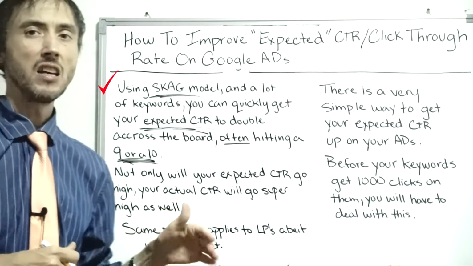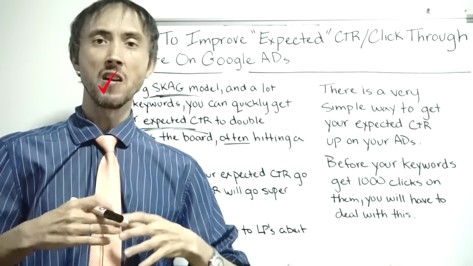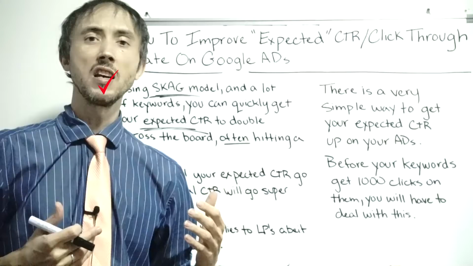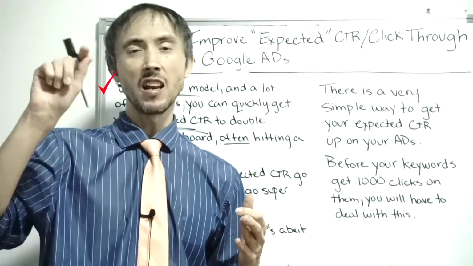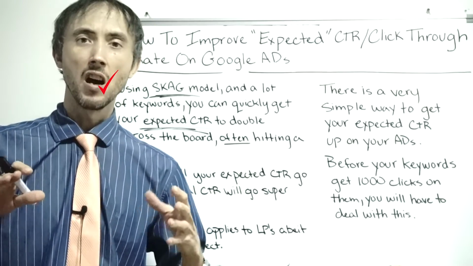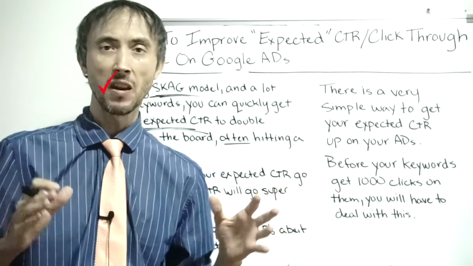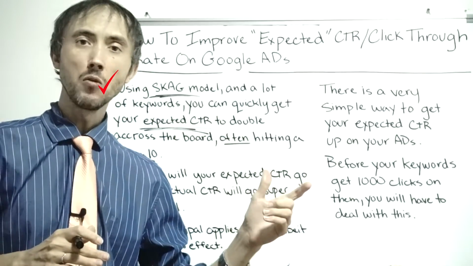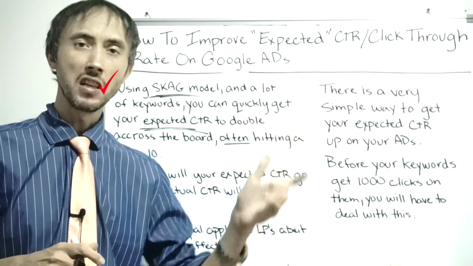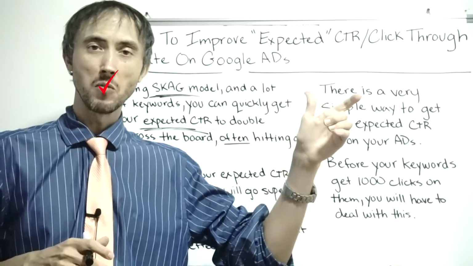And the reason for that is simple, because the algorithm is heavily dependent on it. We know this because we've tested this out and we've tried different things. And universally, filling out all the headlines and getting a high ad strength score, none of that is going to affect your expected click-through rate per se. What affects the expected click-through rate, 90% of it, is they look at the keyword and they look at the ad and they see how closely the keyword and the ad match together to see what the expected click-through rate is going to be.